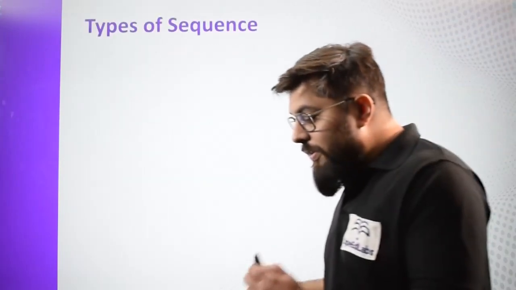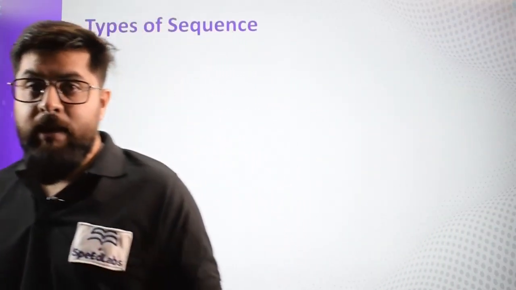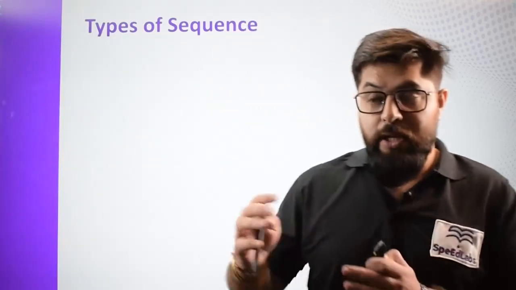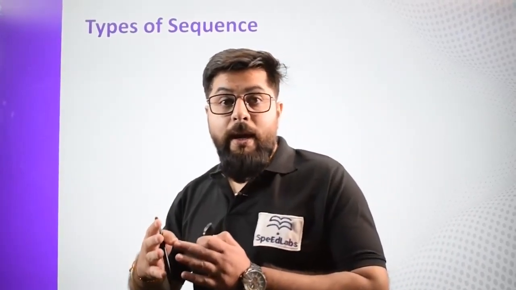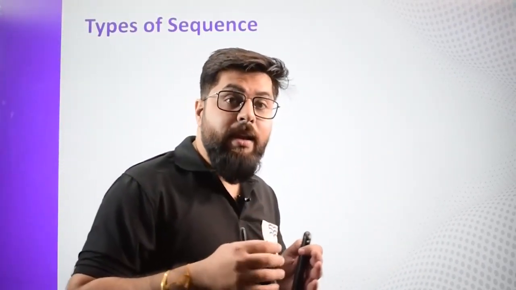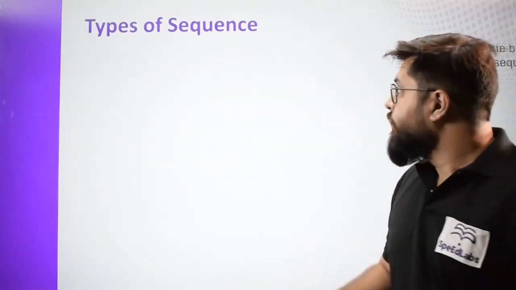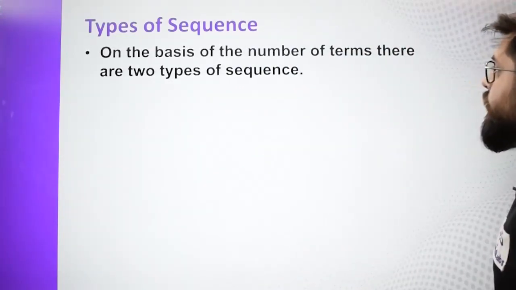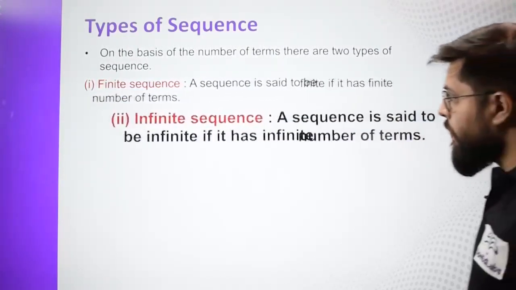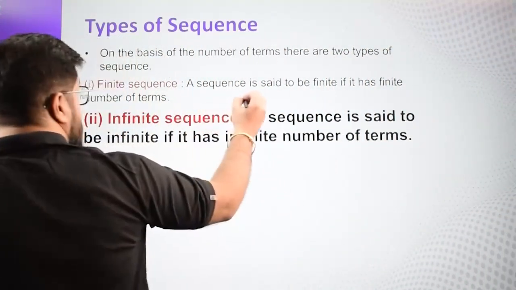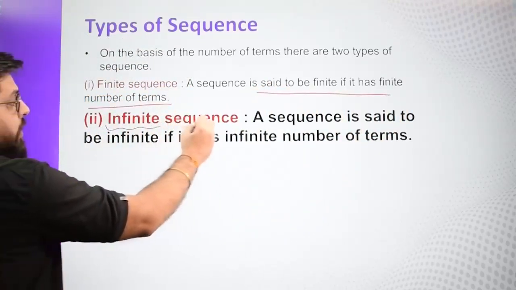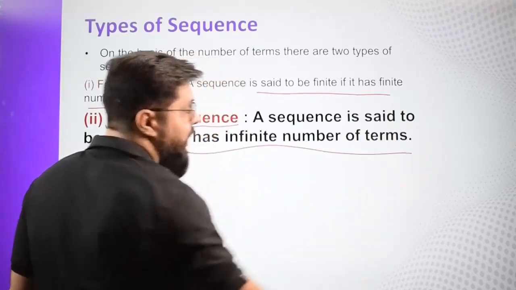Now, we have two types of sequences: a finite sequence and an infinite sequence. In a finite sequence, the number of terms is finite, whereas in an infinite sequence, the number of terms is infinite. So a finite sequence has a finite number of terms and an infinite sequence has an infinite number of terms.